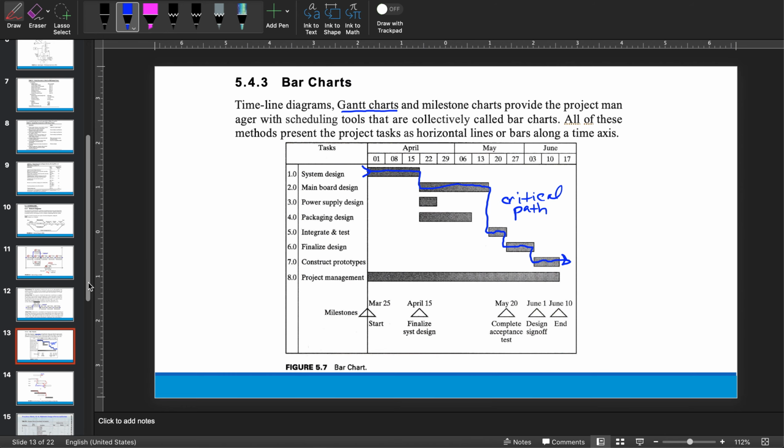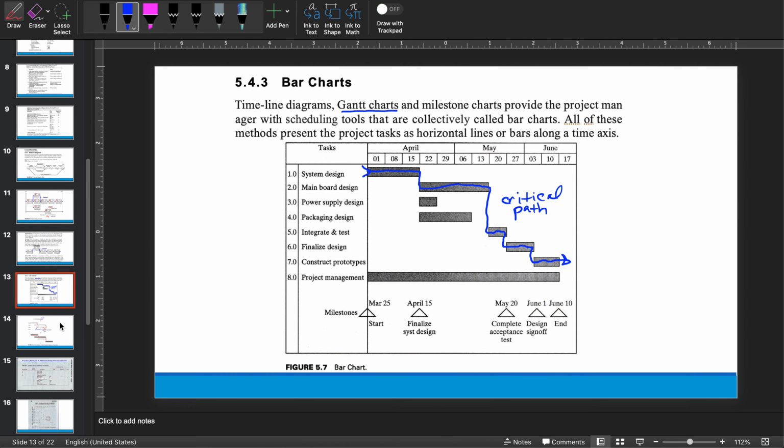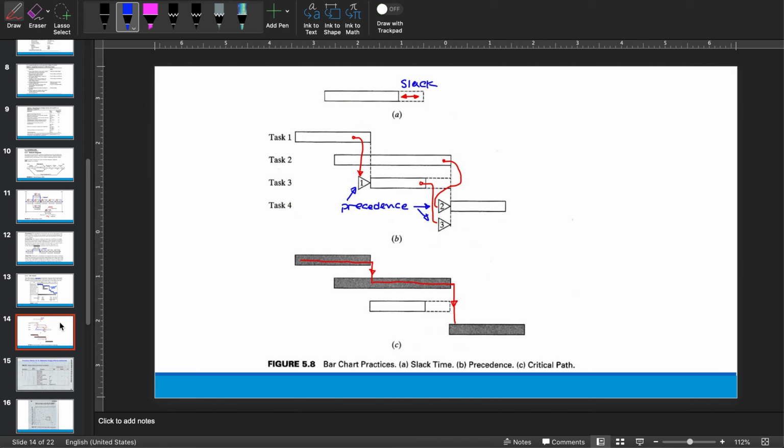Now, the idea of precedence and these other terminologies that we talked about can also be seen in these 3 diagrams, A, B, and C. So A is indicating that this is the amount of time it takes to do that task. However, you have some slack time because apparently there's something else going on that can go up to this point over here. And on the second diagram here, we're indicating some precedence.